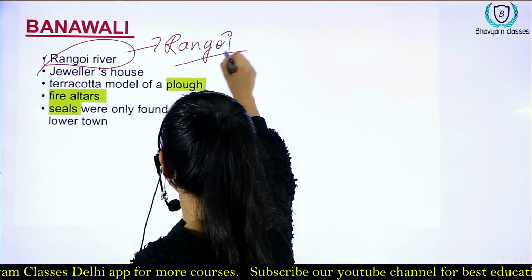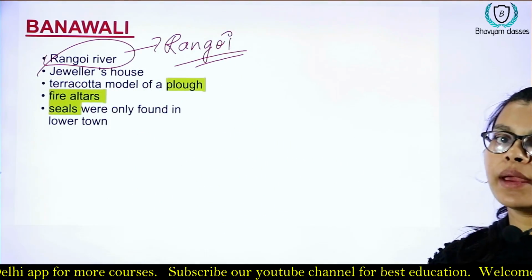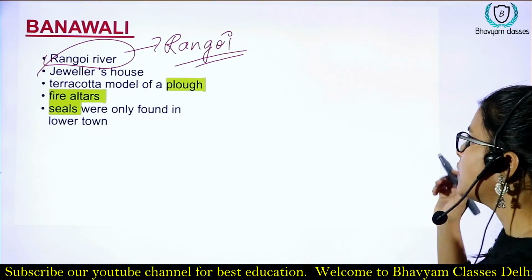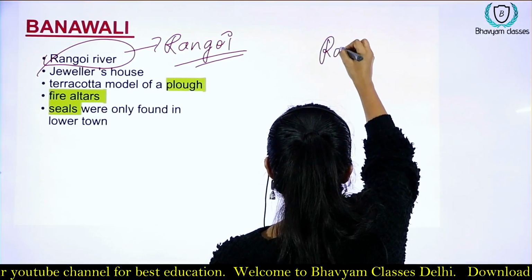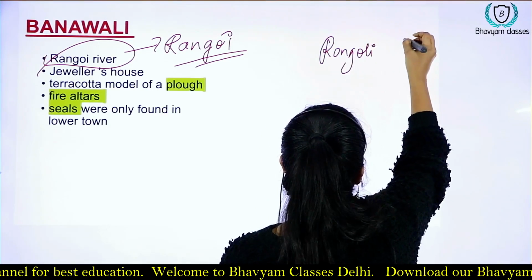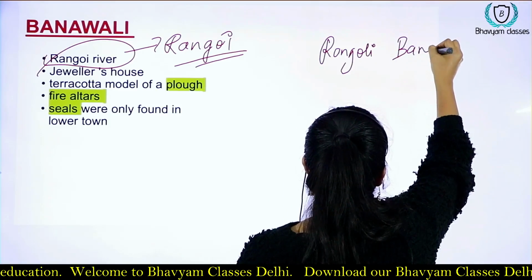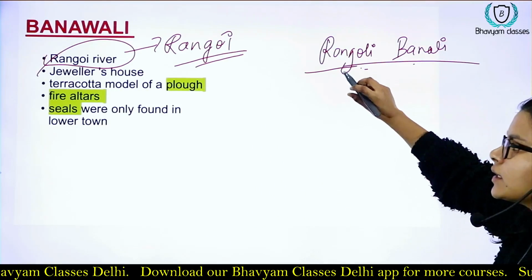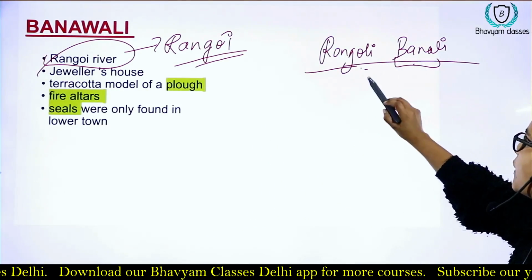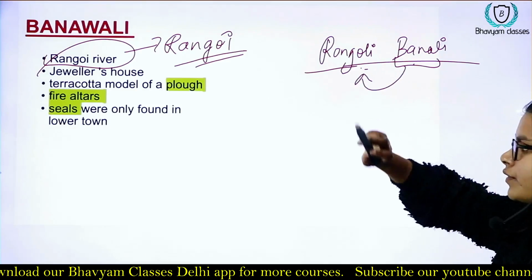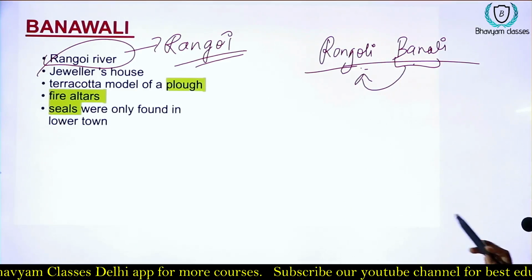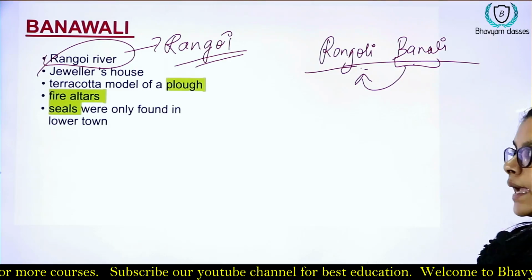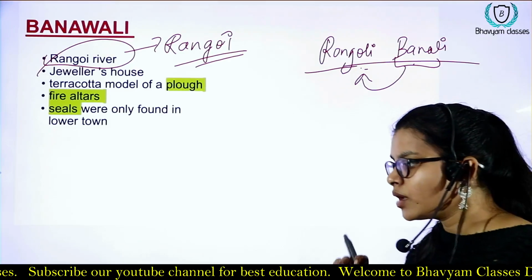So not Rangoli. If you want to remember, we'll remember Harappa, we'll remember Mohenjo-daro, fine. And so, Rangoli Banali. In Diwali we make Rangoli. So Rangoli Banali means Banavali, the site Banavali is on the bank of river Rangoi. Fine. So this is the trick with which you can remember that the site Banavali is on the river Rangoi.